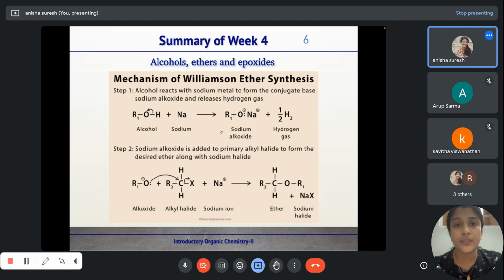So, what is the mechanism of Williamson ether synthesis? Alcohol in the presence of sodium will result in the formation of RO minus, like a sodium alkoxide, forming by release of hydrogen gas. Then this RO minus can attack an alkyl halide, preferably a primary alkyl halide, because an SN2 kind of attack is taking place here. It will result in the formation of ether, and sodium halide will be removed. So the mechanism of Williamson ether synthesis is clear for everyone.